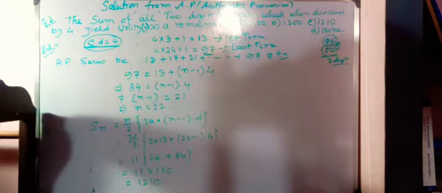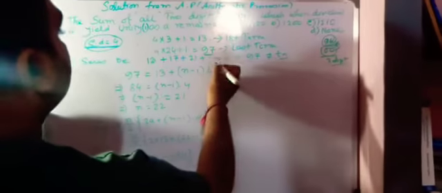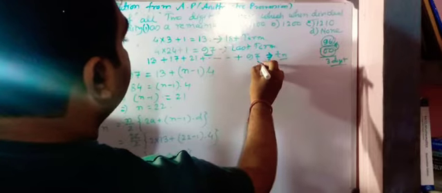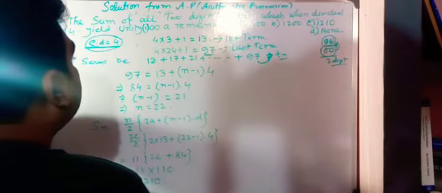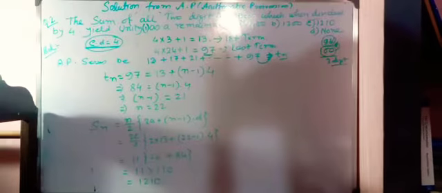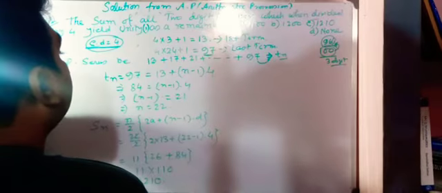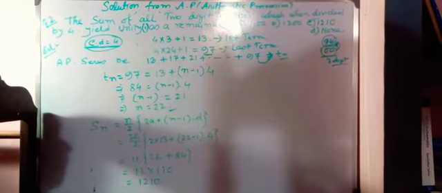Now the AP series, what is the AP series? 13 plus 17 plus 21 plus and so on up to 97. This 97 is equal to Tn. We take Tn equal to 97, equals 13 plus n minus 1 into 4. Understood? From here we calculate and get the value of n equal to 22.